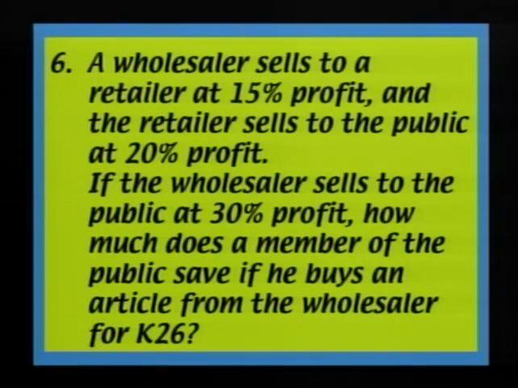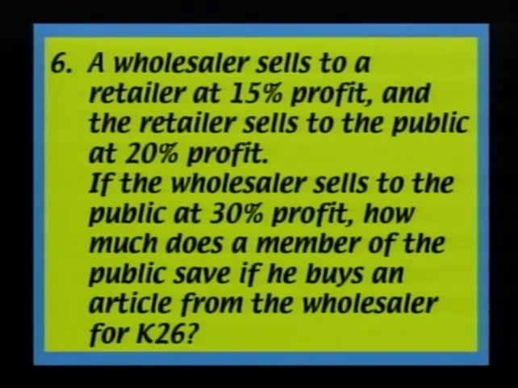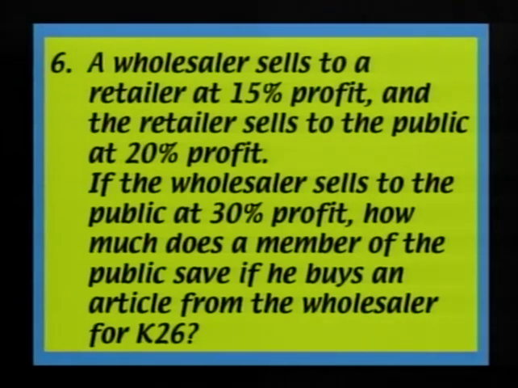Okay, 6. A wholesaler sells to a retailer at a 15% profit. And then the retailer sells to the public at 20% profit. If the wholesaler sells to the public at 30% profit, how much does a member of the public save if he buys the article from the wholesaler for 26 kina?